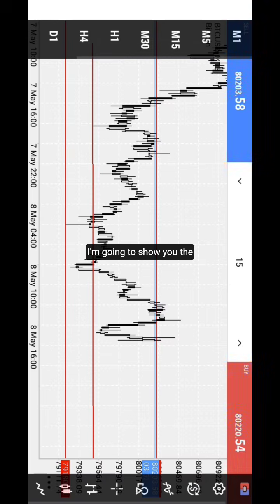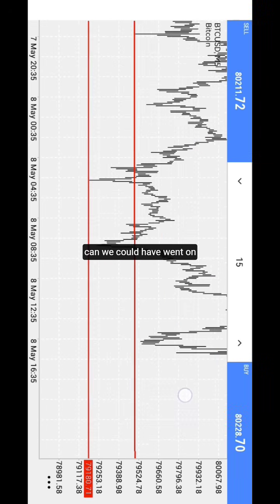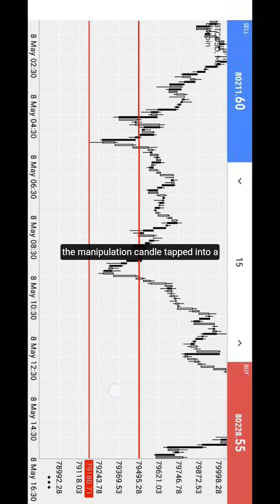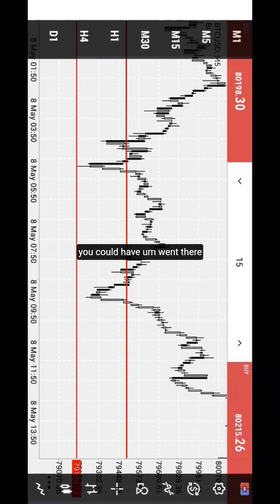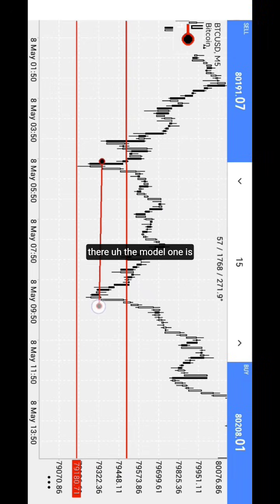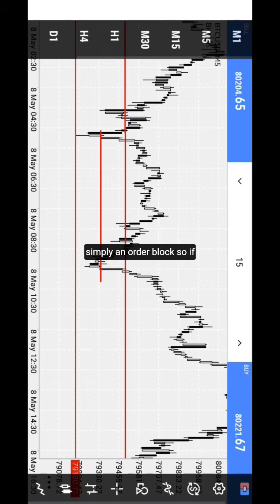So Manje, I'm going to show you the second way. The second way, we could have gone on the 5-minute time frame. Immediately after the manipulation candle tapped into your key zone or key level, you could have gone there and looked for model 1. So in this case, there's my model there. The model 1 is simply an order block. So if the market retraces back to the order block, you execute your trades.